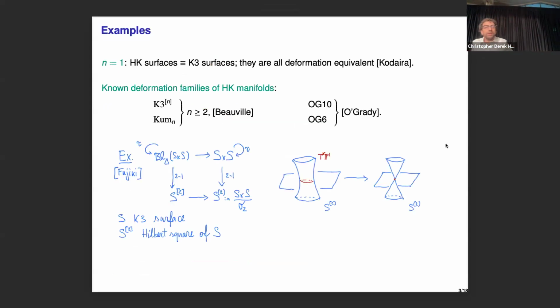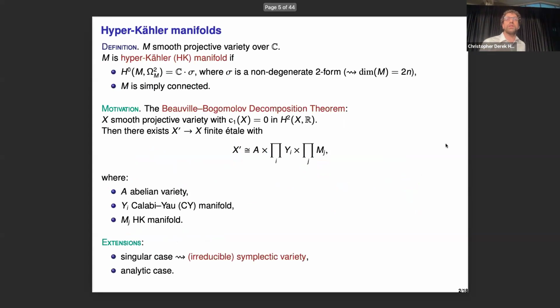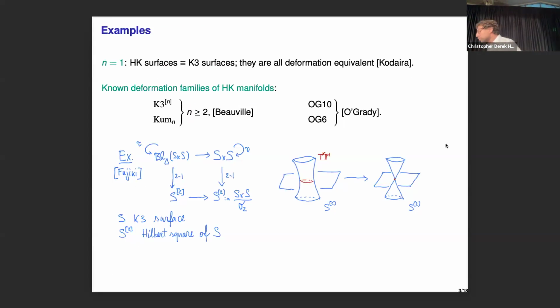All right, let me give you some examples about them. So in dimension 1, in dimension 2, sorry, let me say one thing. Since there is a symplectic form, elementary linear algebra is telling us that the dimension of the variety is even. Okay, and I always denote it by 2n. So for n equal to 1, it's pretty simple. Whatever definition we have, these are so-called K3 surfaces. And a fundamental theorem by Kodaira from the 60s says that there is not so much to do. They are all deformation equivalent.